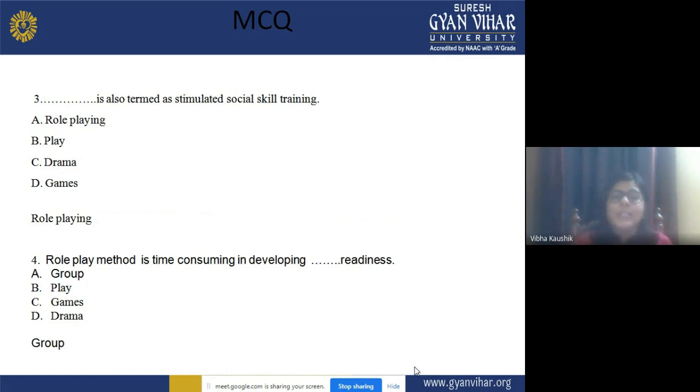So role playing is a term used for developing social skill training, and when the students participate in a role play, it gives them social skill training. Now the fourth one: role play method is time consuming in developing dash readiness.